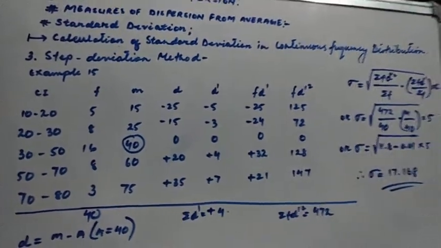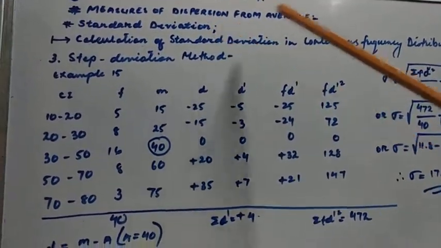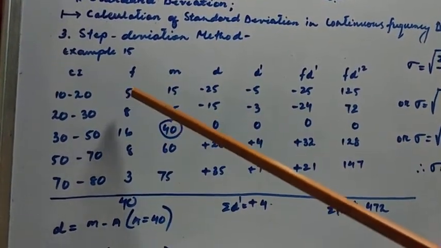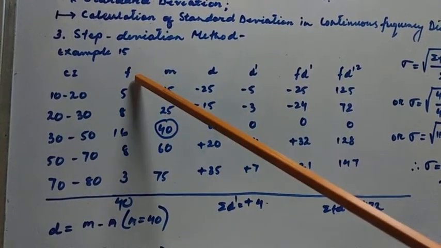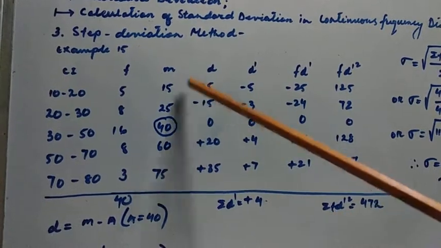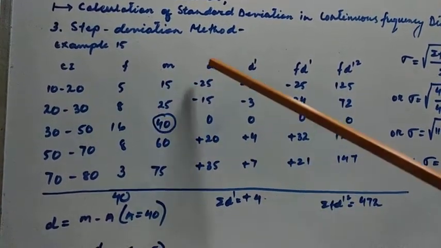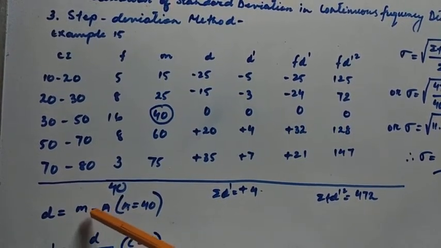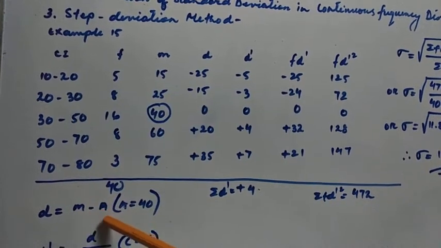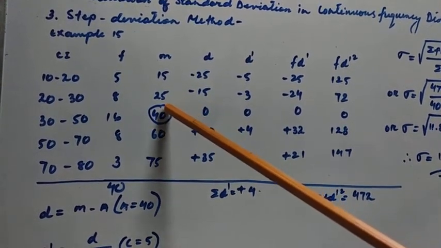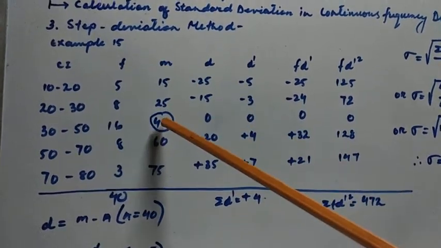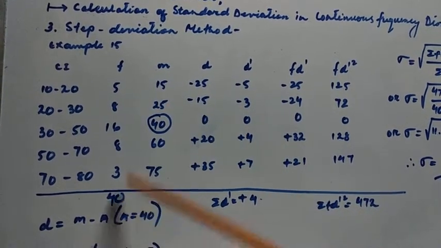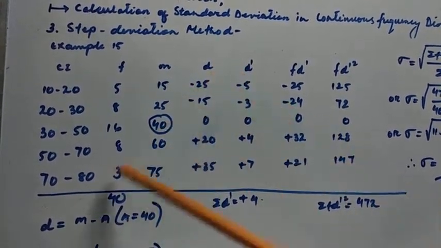The third method, which is also the last method for standard deviation under continuous frequency distribution, is the step deviation method. Given the class interval and the class frequency, first find the midpoints of the class interval and find the deviation, find d. And d can be found by m minus a, the midpoint minus a. A here is 40, the assumed mean, just like the previous assumed mean method. Even here we are taking a as 40 to find the value of d. So d is nothing but m minus a.